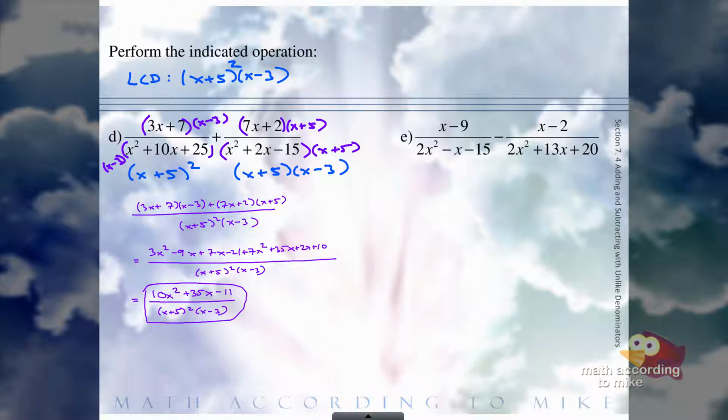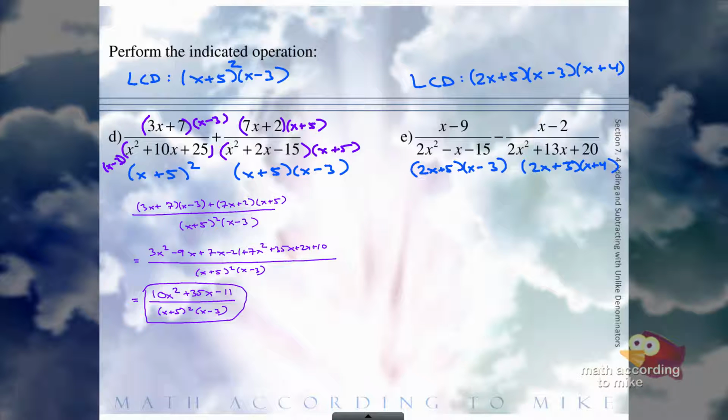That'd be great. For part E, let's factor that. The denominator in the first fraction factors as (2x plus 5)(x minus 3). The second one factors as (2x plus 5)(x plus 4). So the LCD is the product of unique factors: we would need a 2x plus 5, an x minus 3, and an x plus 4. They each appear only one time.